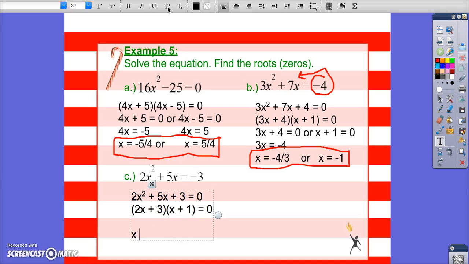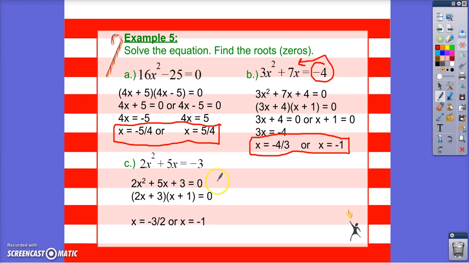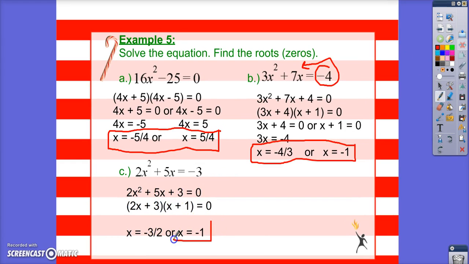When you solve it, see if you're okay. Try to do it on your own for this one. So you have negative 3/2 or negative 1. Those are my final answers. Now remember, to check your work here, you could also take your answers and one at a time plug them back into the original and make sure they check out.